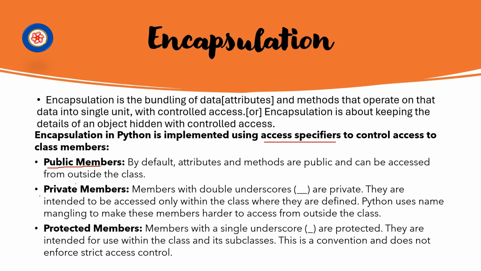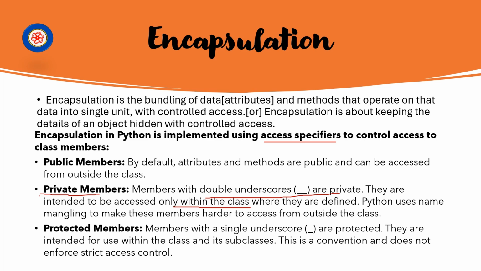inside or outside of the class. This makes them the most open type of access specifier. Private members provide the highest level of restrictions. Members with double underscore are private. They are only accessible within the class they are defined in.